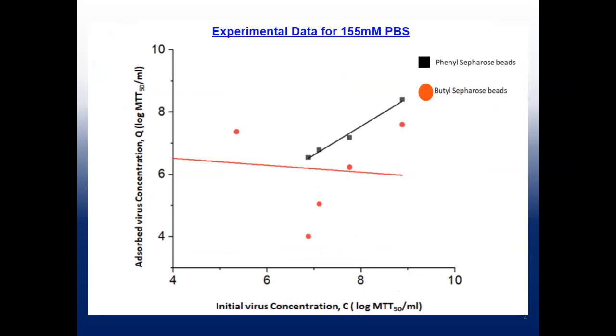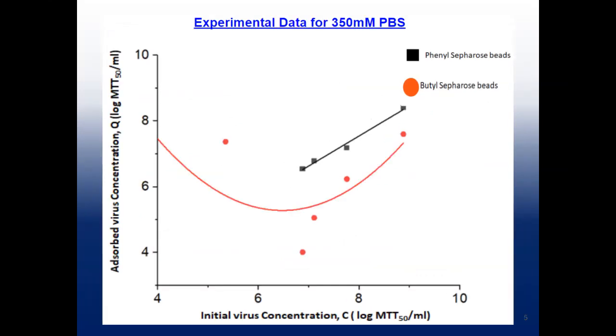The experimental data for PPV in 350 millimolar PBS shows that with increasing virus concentration, the adhesion of the virus to the resins increases. It also shows that the increased salt concentration increased the binding abilities of the butyl resin. This means that a more hydrophilic resin could be used with a high salt concentration and still produce good adhesion, which gives viable information on selecting resins and solution conditions.